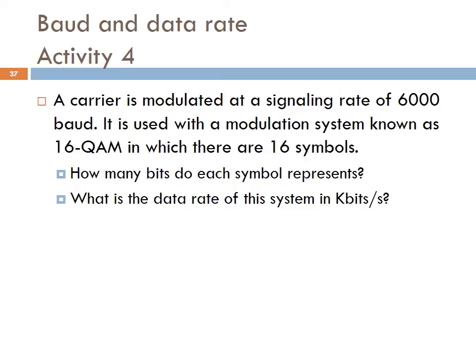If we take another example, if we have a modulated signal that has a signaling rate S equals 6,000 baud, this means S equals 6,000 symbols per second. And if we are using 16 QAM, that uses 16 symbols, 16 symbols means 2 to the power 4. This means we have 4 bits per symbol. And if we have the signaling rate 6,000 symbols per second, then the data rate is equal to 6,000 symbols per second times 4 bits per symbol. This means 24 kilobits per second.